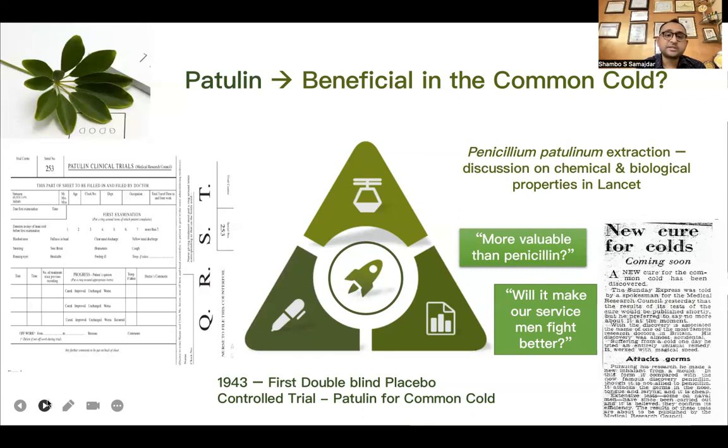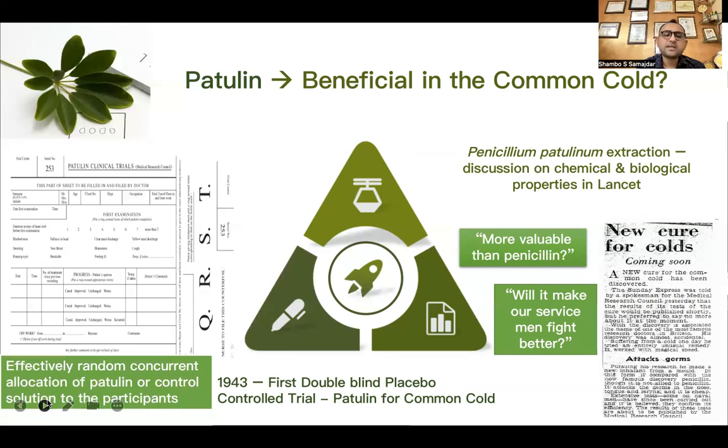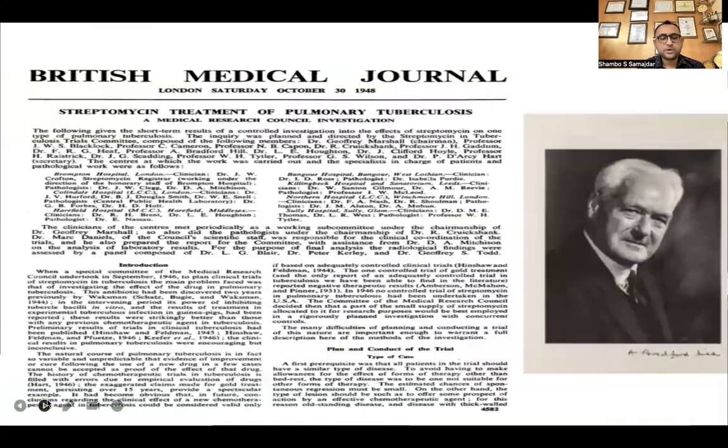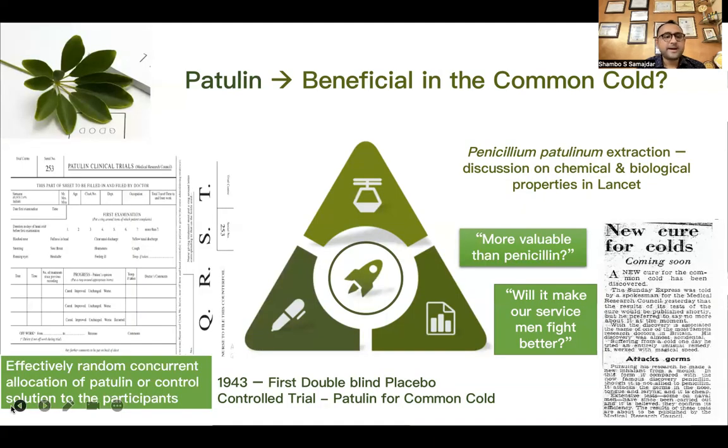So to answer the question on Patulin, for the first time in history we had the double-blind placebo-controlled trial, Patulin for common cold. So we can see how they did that blinding, double blinding. And ultimately, they effectively allocated the patients by random allocation of Patulin or control solution to the participants. And it was found that Patulin was not beneficial in common cold.